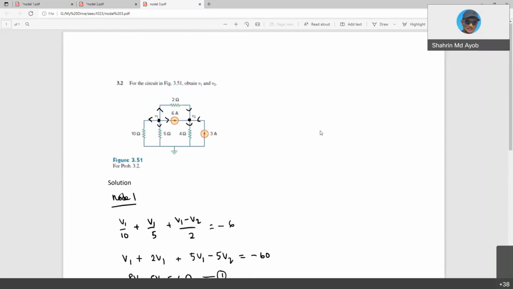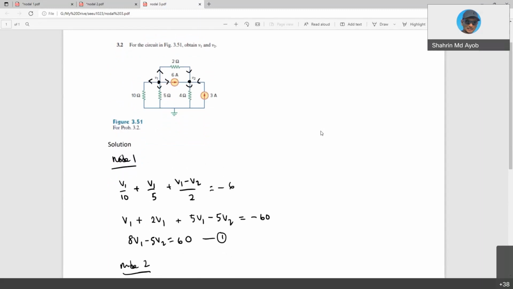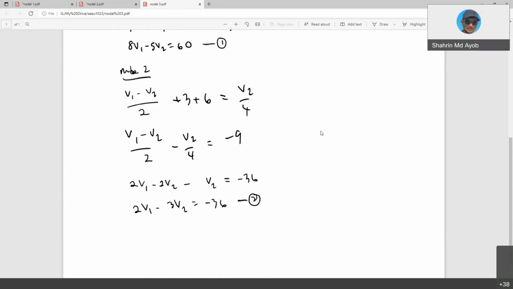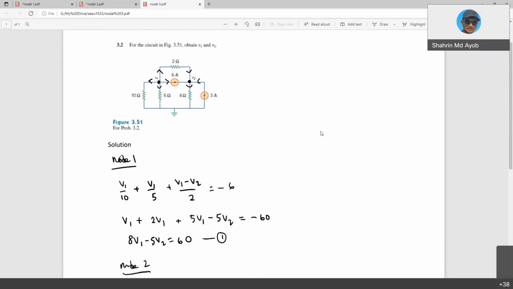This is nodal example 3, which comes from your textbook. It's very easy and straightforward. I hope you can study this.